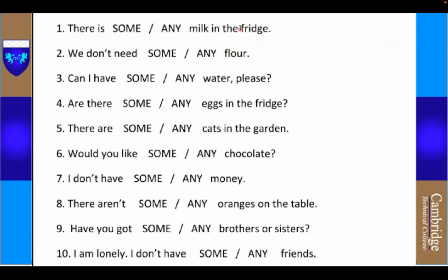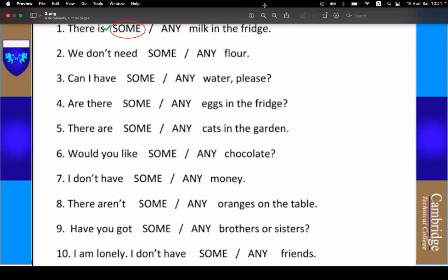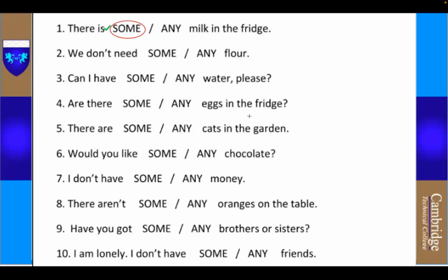Yalla guys, I think everyone is done. Let's start with number 1. There is any milk in the fridge? Some. Yes. So there is some. Number 2. Can you give me the answer for number 2? What do we mean with flour? Flour, this one, the ingredient. Yes. Some. Okay, let's write the correct answer.